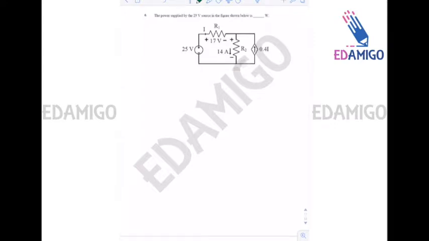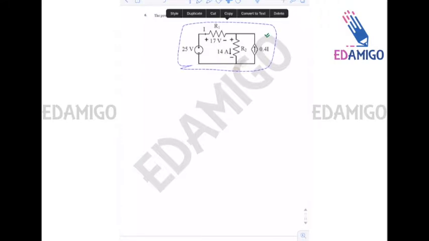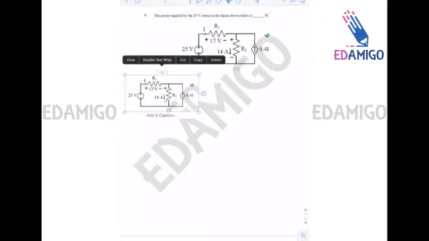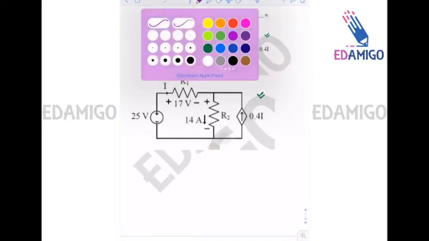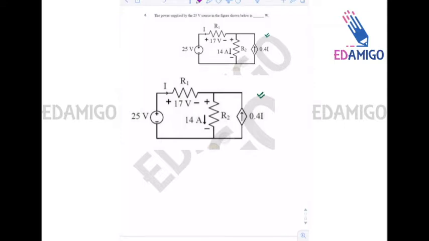Right? So now again a very simple question. Okay, very simple question. Now, if you look at the question, then it's a very simple question. Okay, so it is given that R1, we have to find out the power supplied by 25 volt battery. So this is the battery.